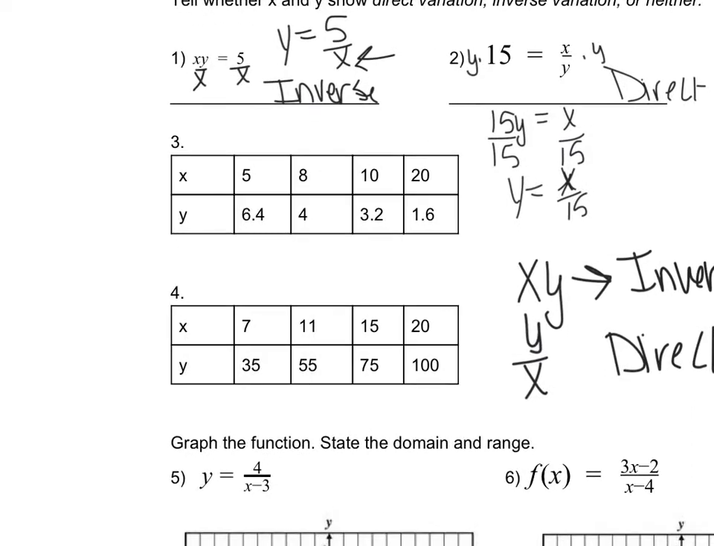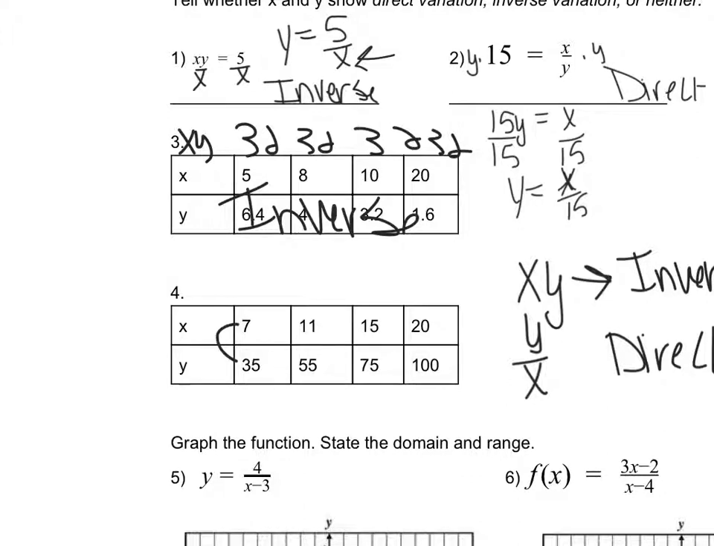On number 3, if we multiply x times y, we get 32, 32, 32, 32 every time, which means x times y is the same. So this one, excuse me, I almost wrote direct. This one would be inverse. And then on the next one, if you notice, every time we divide, 35 divided by 7 is 5, 55 divided by 11 is 5, 75 divided by 15 is 5. So since they are consistent every single time y divided by x is the same, this one is going to be direct.